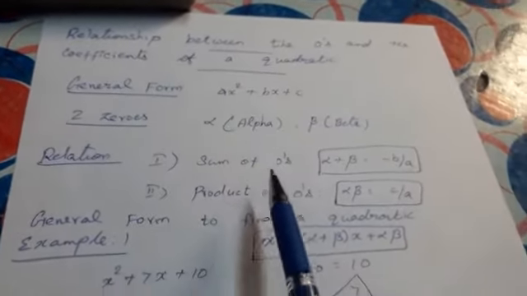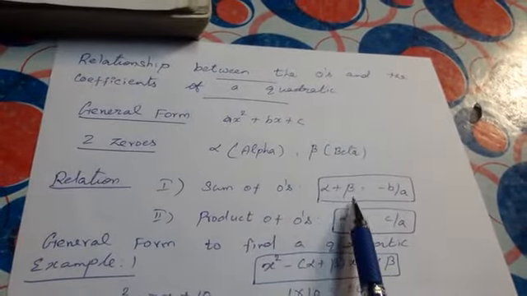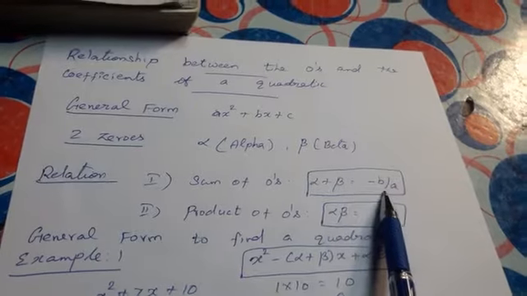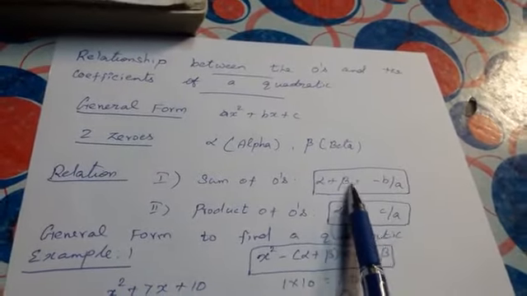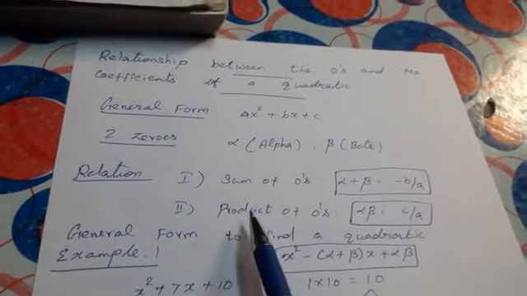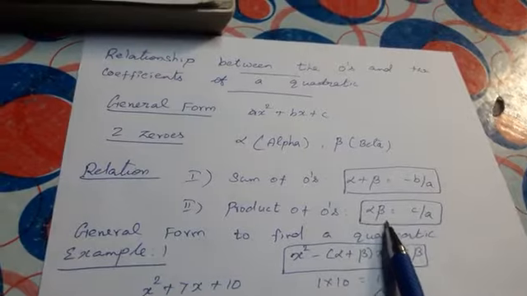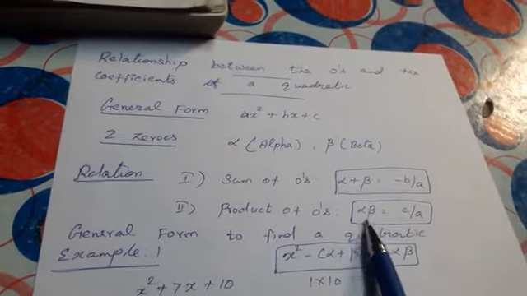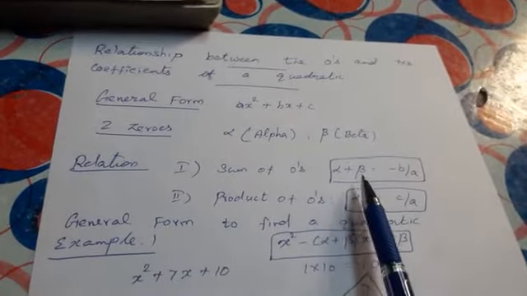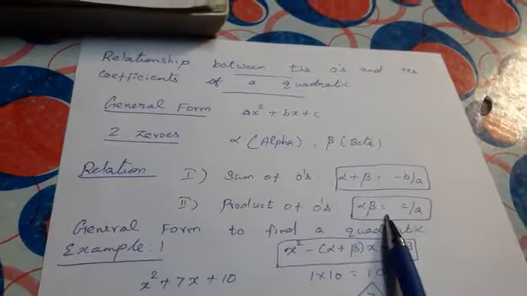And the first relation is the sum of zeros, that is alpha plus beta. We are adding the two zeros, and that value will be equal to minus b by a. Alpha plus beta is equal to minus b by a. Next, the second one, the product of zeros alpha beta is equal to c by a. Alpha beta equal to c by a. So the two relations are alpha plus beta equal to minus b by a, alpha beta equal to c by a.